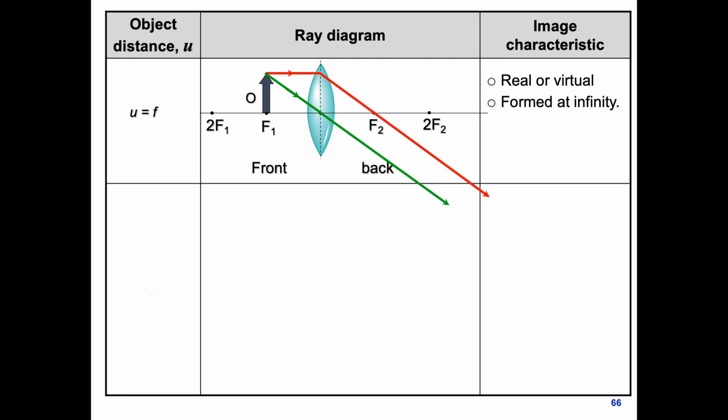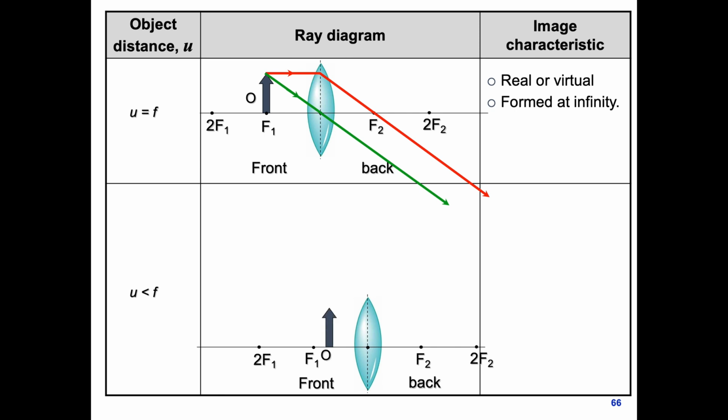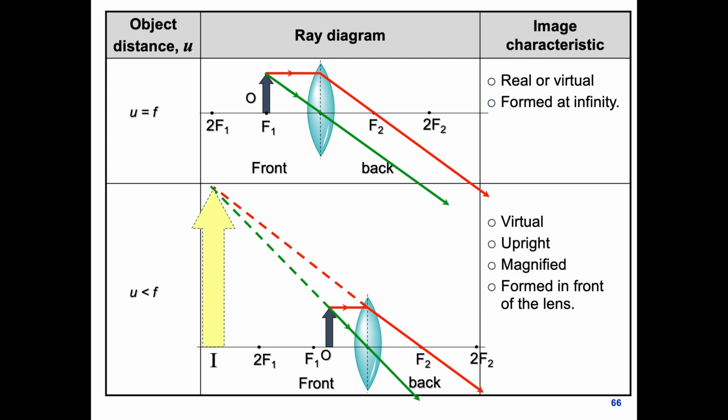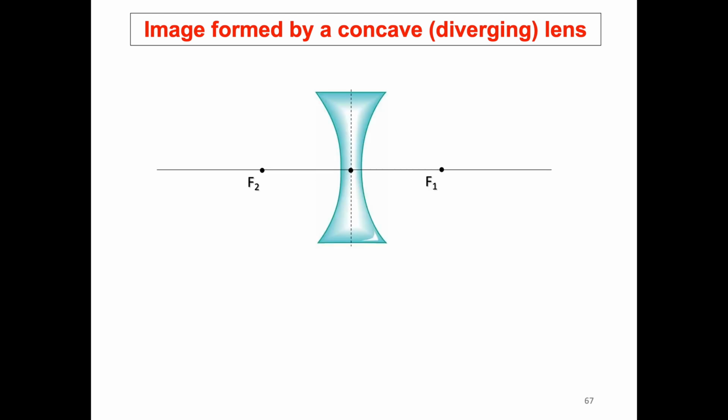For the fifth case, when our object distance is less than our focal length, so the first ray goes straight and then converge at f2. Second ray goes straight to the center, and then we need to extrapolate until we get an image which is at the front of the lens, and then it was virtual, upright, magnified, and formed at the front of the lens.